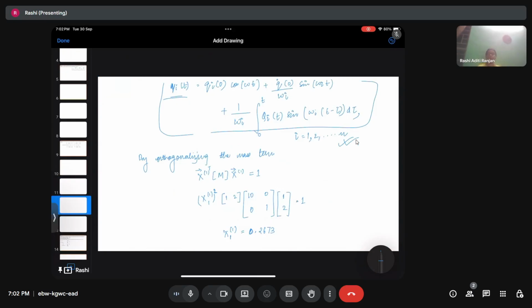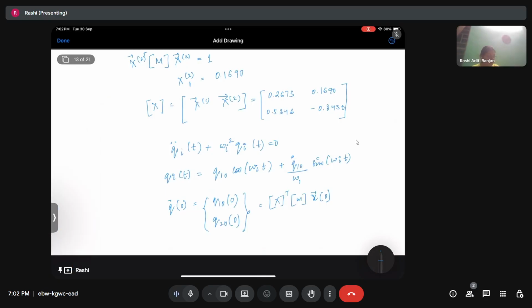Now, if you look over here, qi of t at time t equals 0 will depend upon only the first term, from which we are going to get q of 0. In order to find q of 0, we all know that we can write it in this form. So that is how we are getting it.